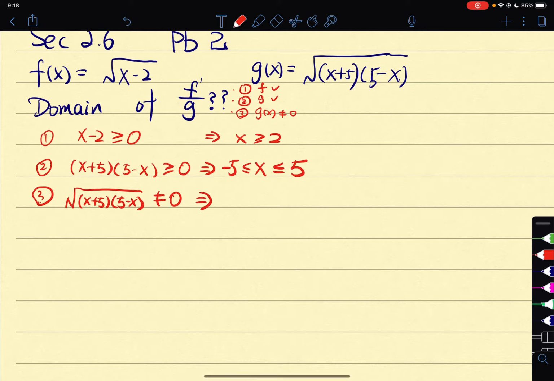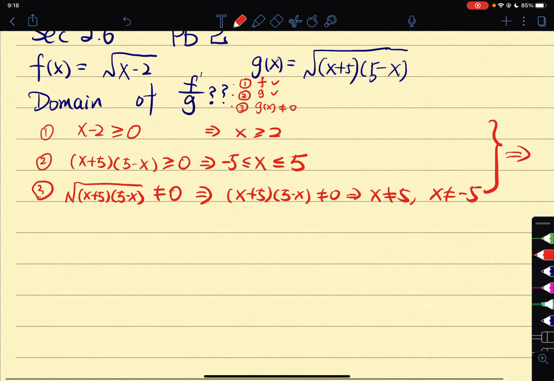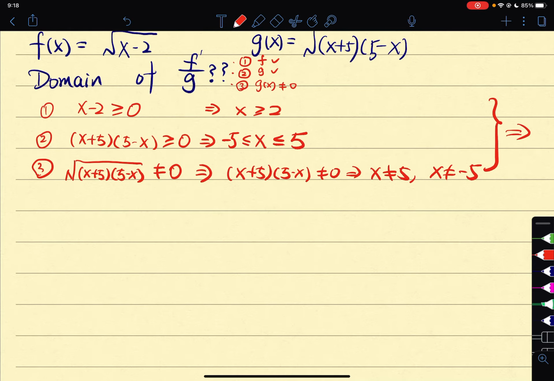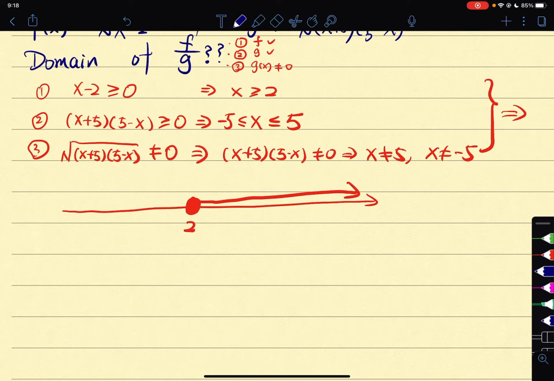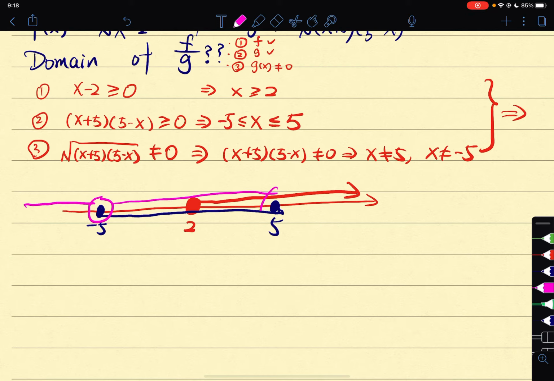The last problem, if you don't want it to be 0, you are telling me x plus 5 and 5 minus x is not 0, hence x is not 5, x is not negative 5. So what you are looking for is something to make sure all 3 conditions are satisfied. You can look at it and think about it in your head, or you can try to plot the graph. The first one said you have to be 2 or on the right side of 2. The second condition said you want to stay in between negative 5 and positive 5, including the 2 boundary points. So this is what you have. The third condition said you can be anything, but you cannot be this one, and you cannot be that one.